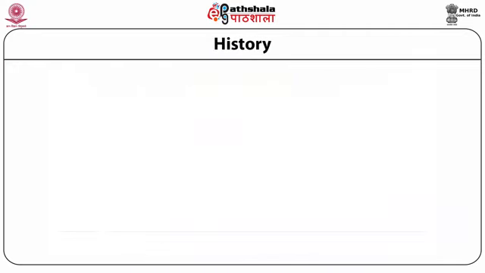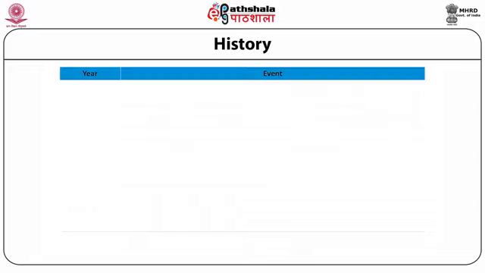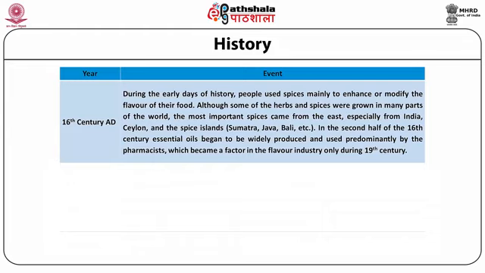Let us peep into the history of the flavor industry, how it started. It dates back to about the 16th century AD, when during the early days of history, people used spices mainly to enhance or modify the flavor of their foods. Although some of the herbs and spices were grown in many parts of the world, the most important spices came from the East, especially from India, Ceylon and the Spice Islands, that is Java, Sumatra, Bali.